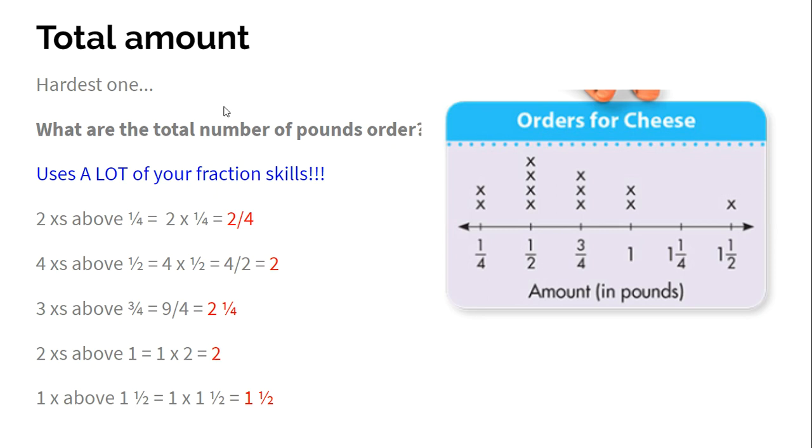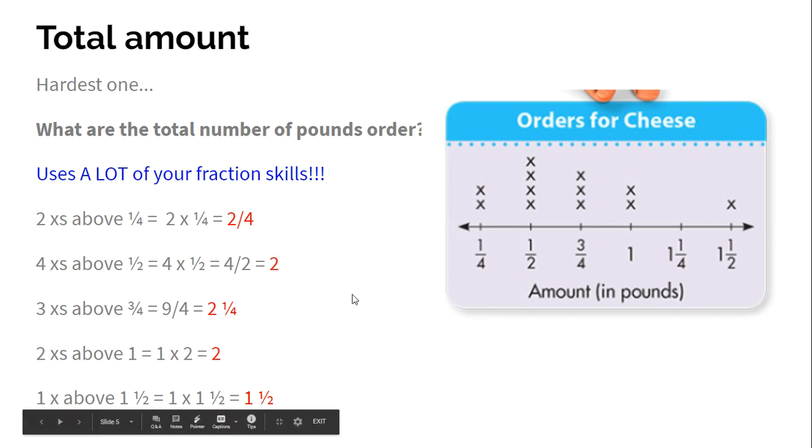And then finally, this is one of the hardest ones. What are the total amounts? So this is where you have to take the number of X's or dots above a value, and then take those sums and then add all of that together. So that takes a long time. We've had a lot of practice with it. You just have to be really careful.